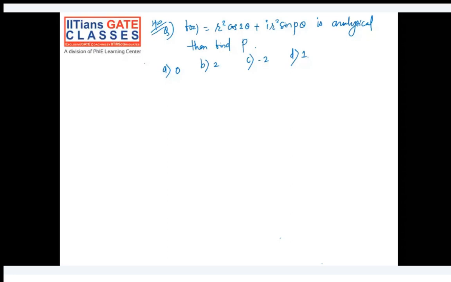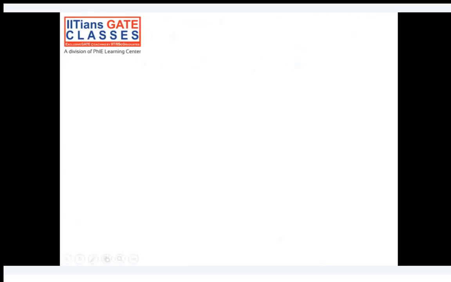Okay, and the correct answer in this case is 2. Again, you have to apply the same logic here. You have to figure out what is u and v, and then solve the question. Okay, this is for your homework. You can try it, and if you still find difficulty, you can reach out to me.